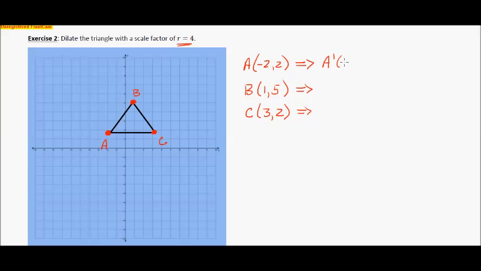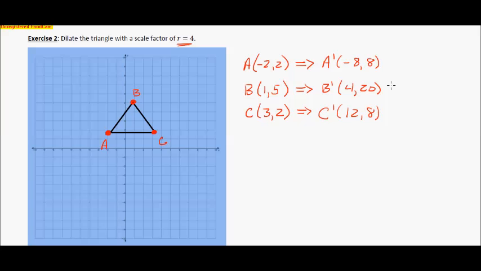what's -2 times 4? That's -8, 8, and B prime, which is at 4, comma 20. And point C is going to turn into C prime, and if I multiply by 4, I get 12, comma 8.